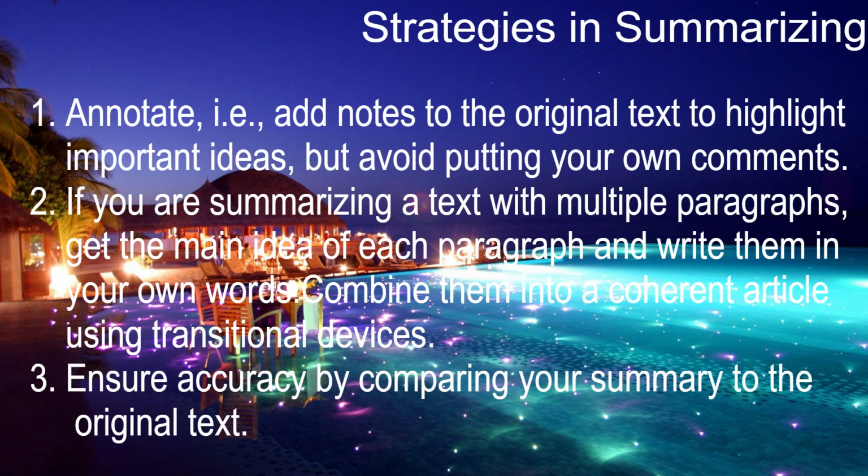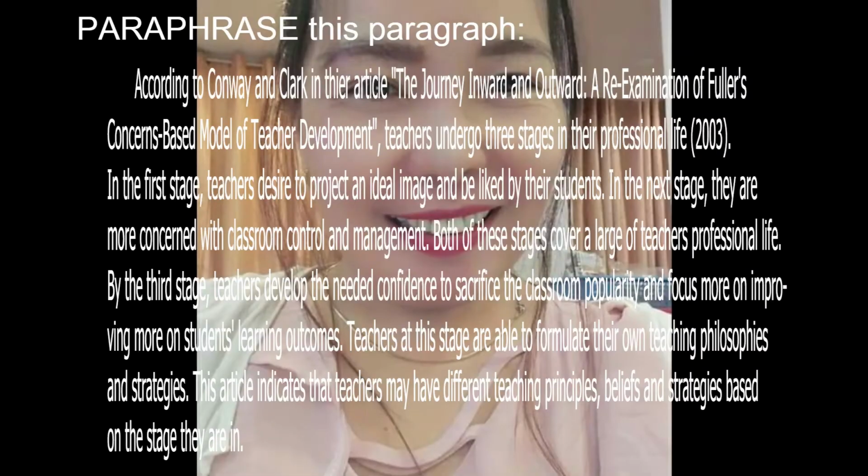The following are some strategies in summarizing. 1. Annotate. Example, add notes to the original text to highlight important ideas, but avoid putting your own comments. 2. If you are summarizing a text with multiple paragraphs, get the main idea of each paragraph and write them in your own words. Combine them into a coherent article using transitional devices. And third, ensure accuracy by comparing your summary to the original text. Let's paraphrase. Paraphrase the following selections.